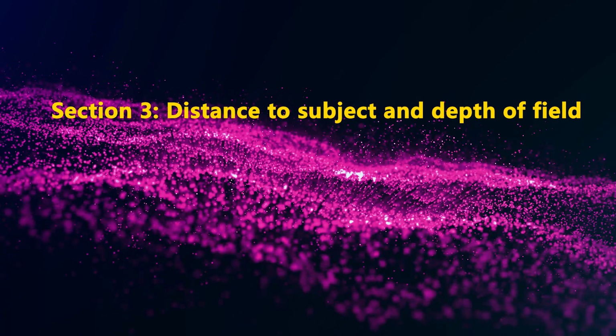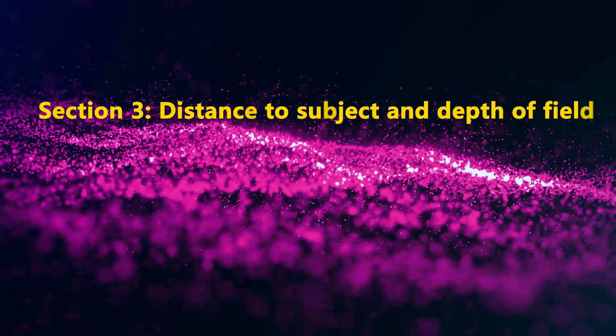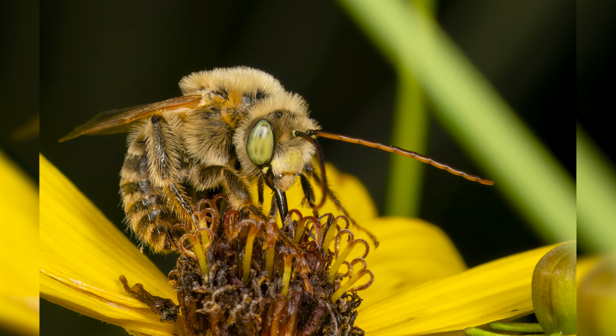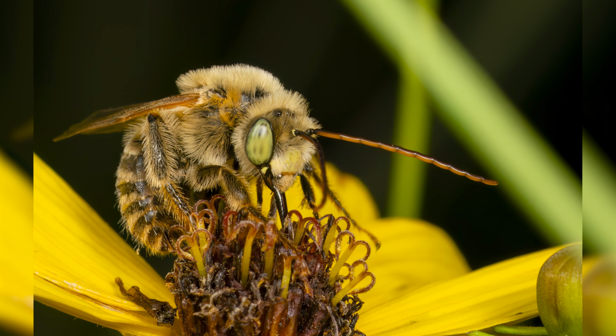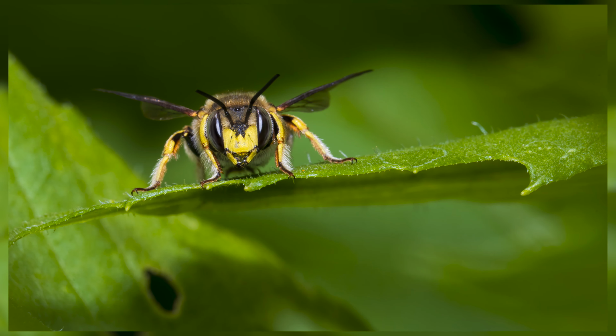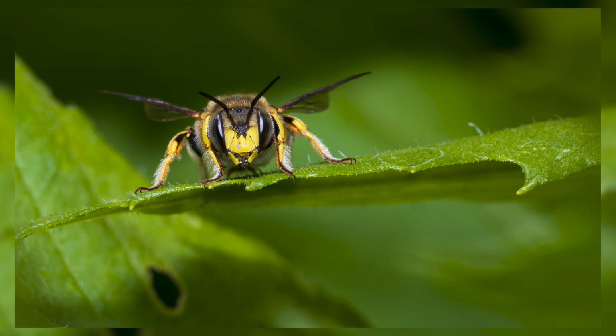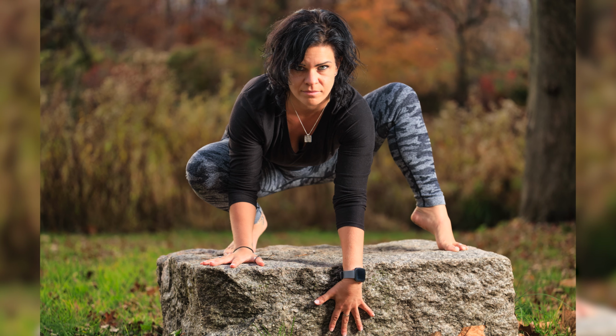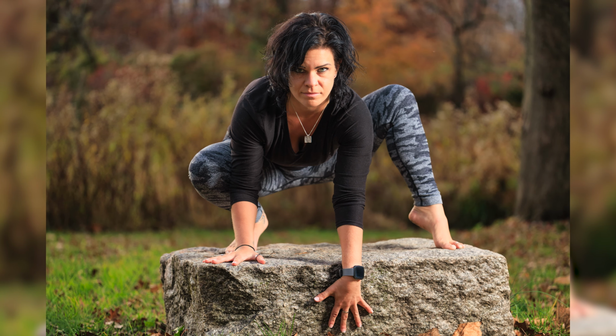Section 3. Distance to subject and depth of field. The closer you are to your subject, the shallower the depth of field. This is why macro photography often has such a razor-thin focus plane. To manage this, try focusing on the most critical part of your subject, like the bee's eyes or the center of a flower. In portraits, increasing the distance between your subject and the background amplifies the blur effect. Even with a modest aperture, experiment with subject-to-background distance to achieve your desired look.